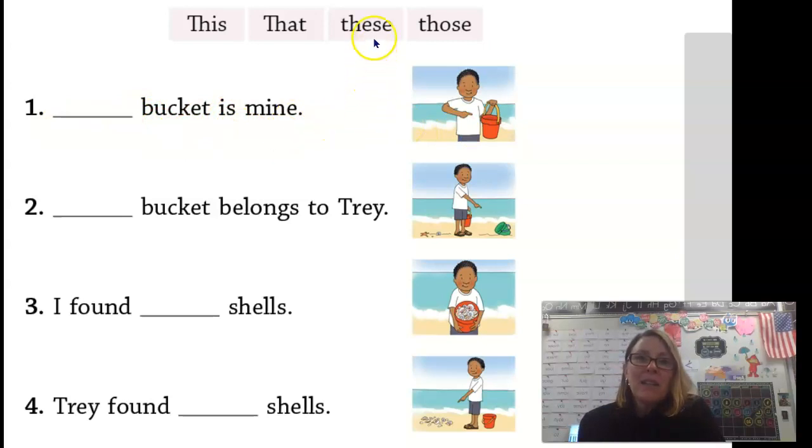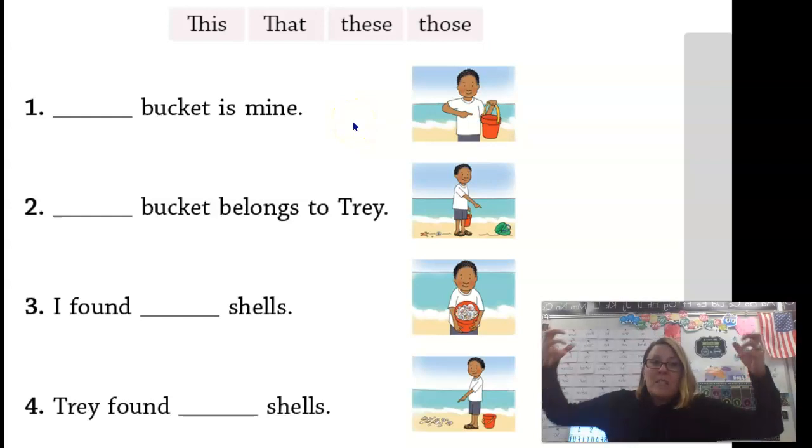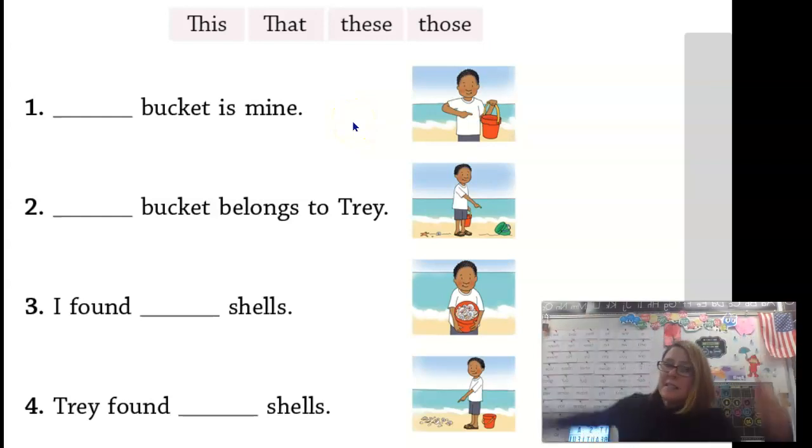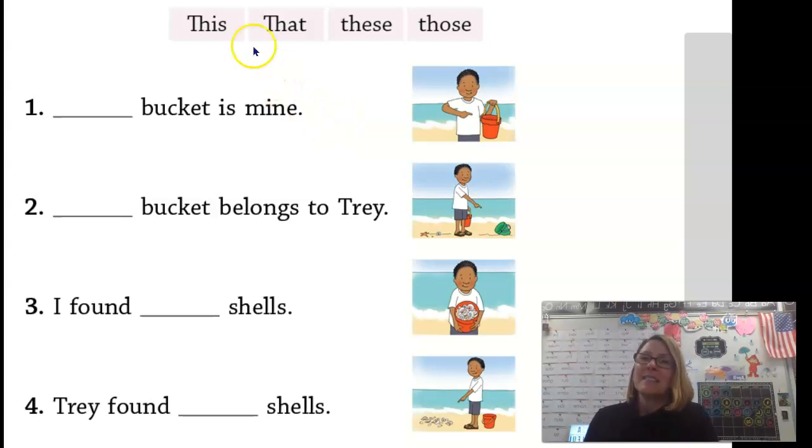All right, blank bucket is mine. What do you think? These bucket is mine? That doesn't even sound right. If he had many, many buckets, he could say these buckets are mine, couldn't he? If he was like holding 52 buckets, he'd be like, these are my buckets. But they're just one, so he would say this bucket is mine. This bucket is mine.